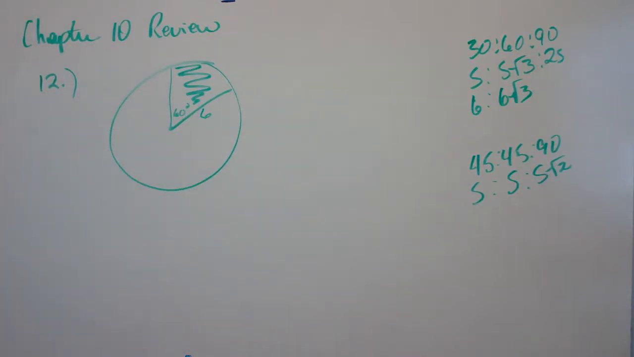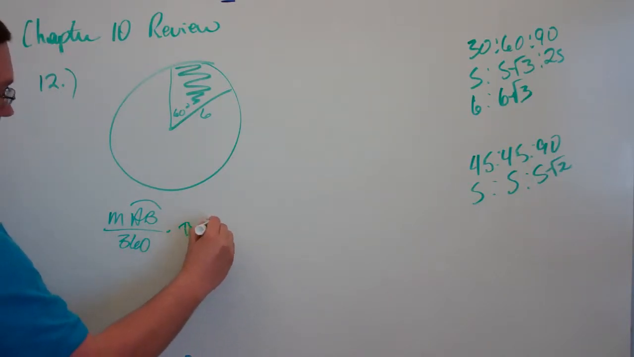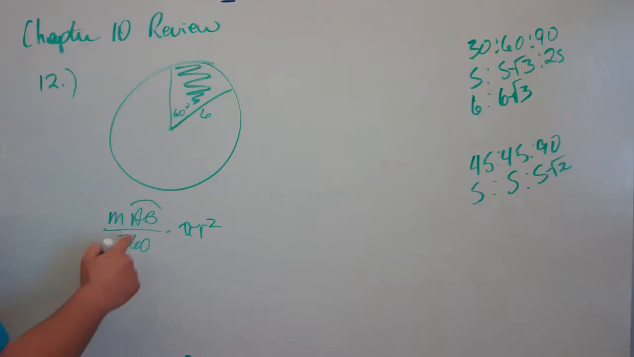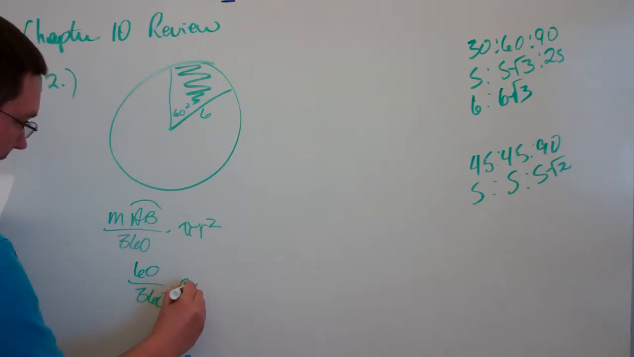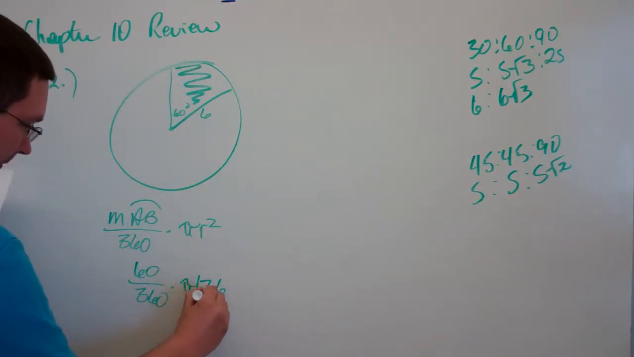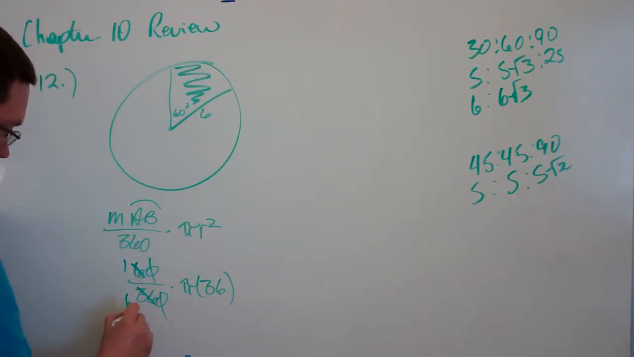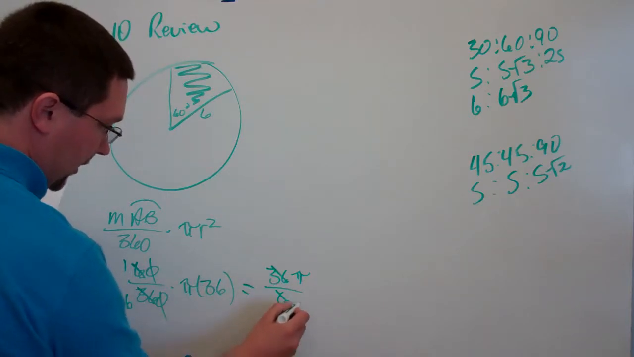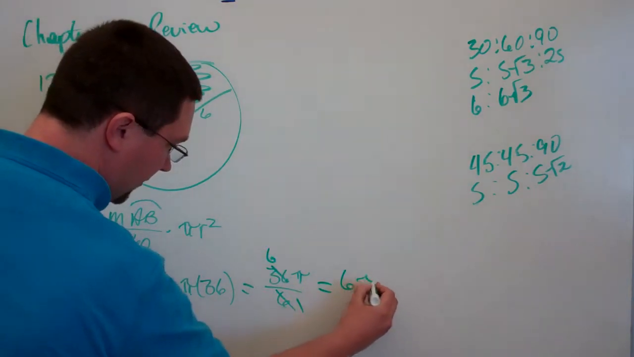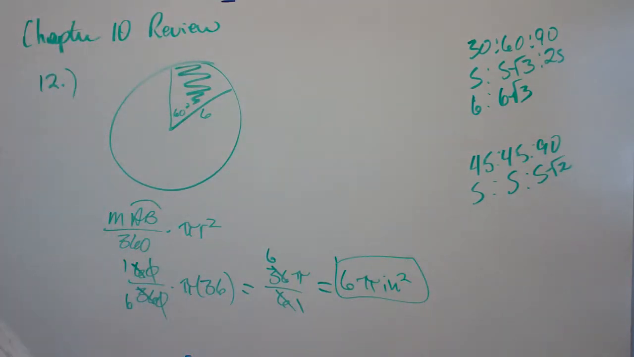Okay? So what you have to do here is you have to do the measure of arc AB divided by 360 times pi r squared. So the measure of your angle, 60 degrees, 60 over 360 times pi, 6 squared is 36. The 6 and the 36 cancel, this goes to a 1 and a 6. So this is 36 pi over 6. That goes to a 1, that goes to a 6. 6 pi inches squared is your answer.